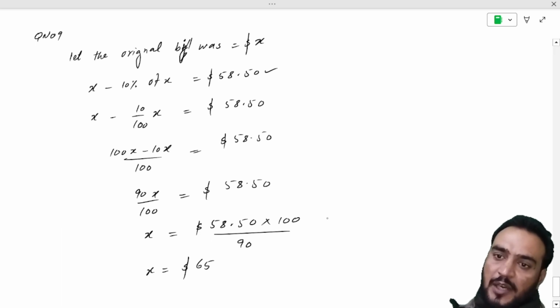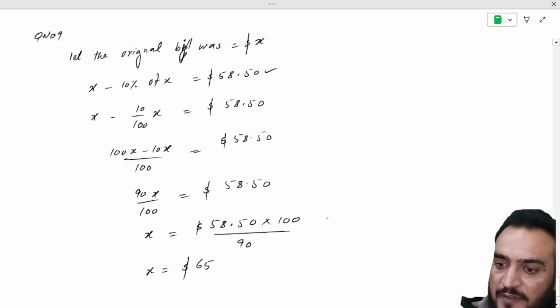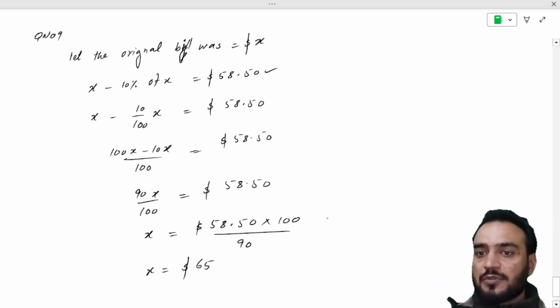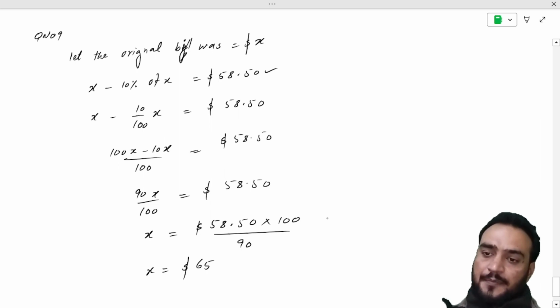When we reduce 10%, $58.50 remains to be paid. So this was question number 9, and with question number 9, it becomes the end of the topic, the end of the lecture of today. The remaining questions will be solved in the next lecture.